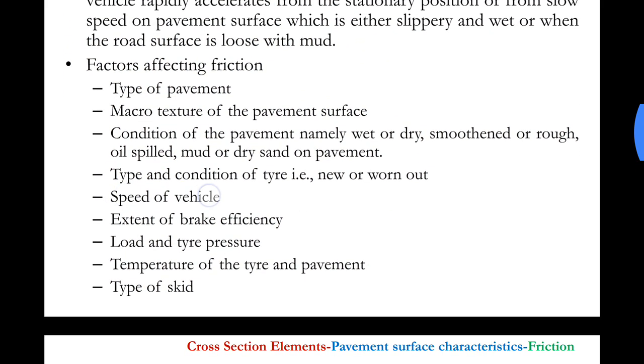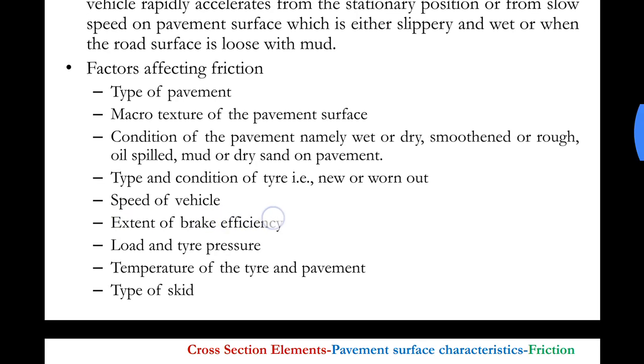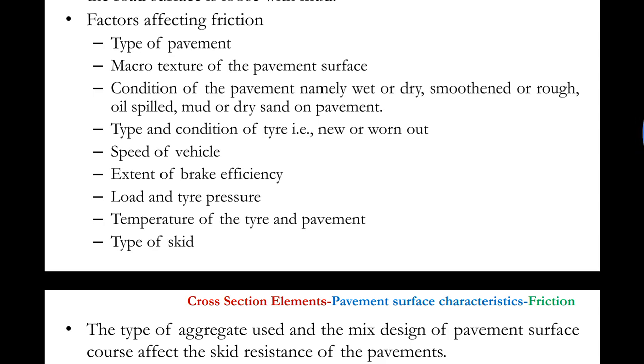Next is speed of the vehicle. As the speed of the vehicle increases, the friction value will decrease. At a stopped condition the friction value would be maximum. Next, extent of brake efficiency. If the braking efficiency is 100%, then the friction would be highest in that case. But we do not ideally design any 100% efficient braking system.